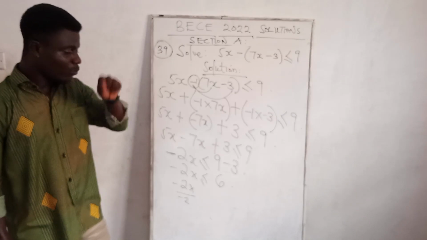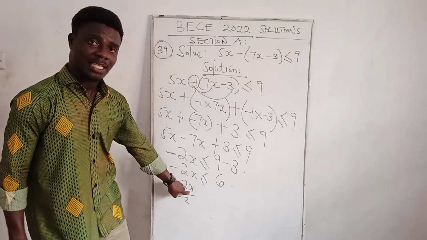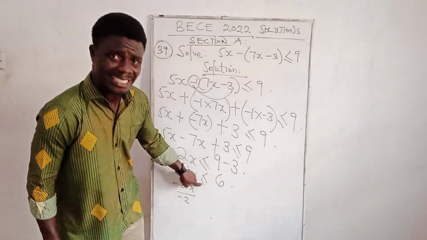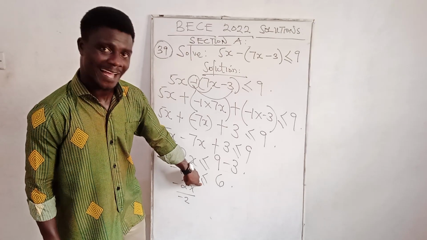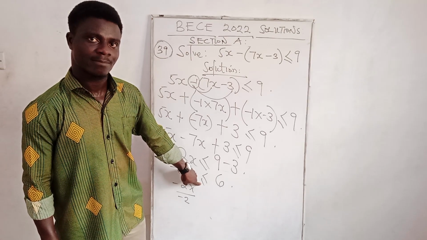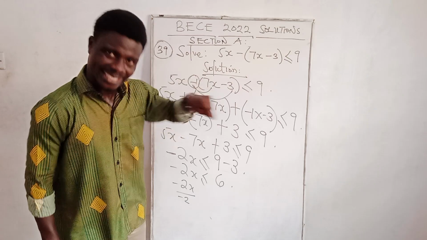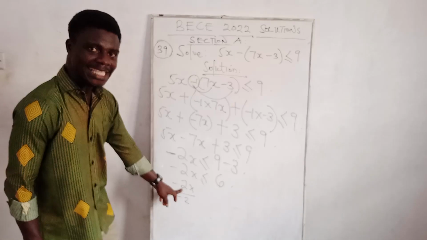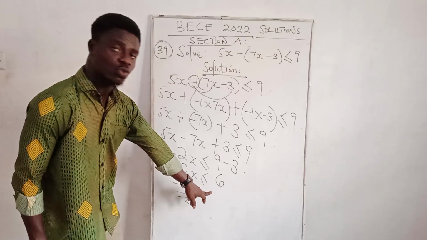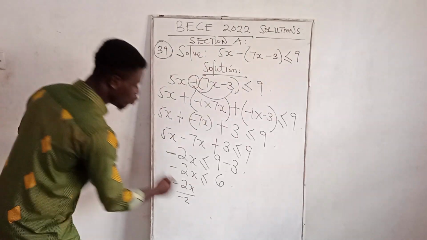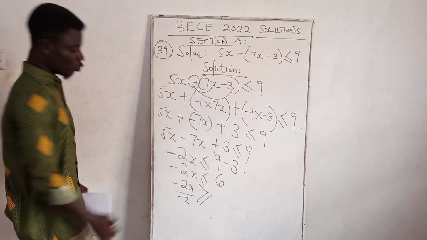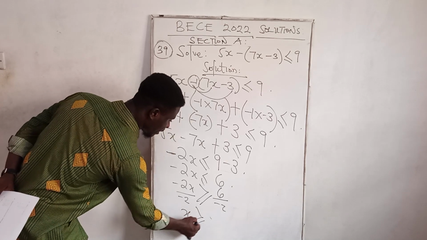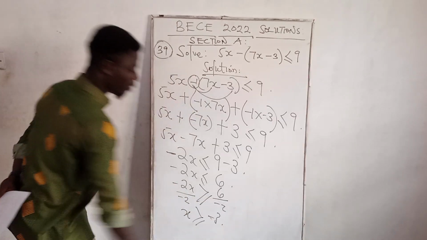Now we are dealing with inequality. If we divide both sides by the coefficient of x, which is a negative value, the sign must change. It's compulsory. So now the coefficient of x is a negative number, so I'm dividing through by that. So the sign has to change to what? Greater than or equal to. So 6 divided by negative 2, I get x greater than or equal to negative 3.